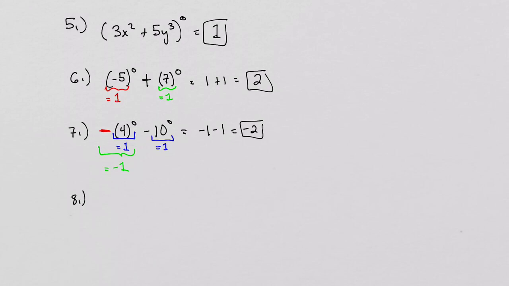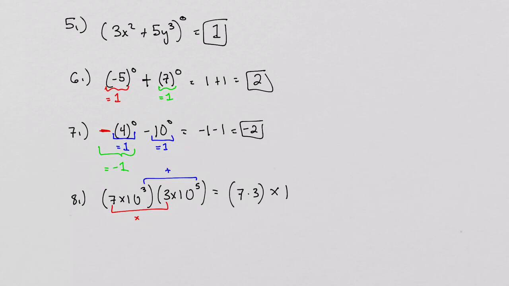So with question 8, we have 7 times 10 to the third power times 3 times 10 to the fifth power. Now when you're multiplying two numbers in scientific notation, you multiply the numbers together, and then you add the exponents. So this is going to be 7 times 3, and then times 10 raised to the 3 plus 5. That's going to be 21 times 10 to the 8th.